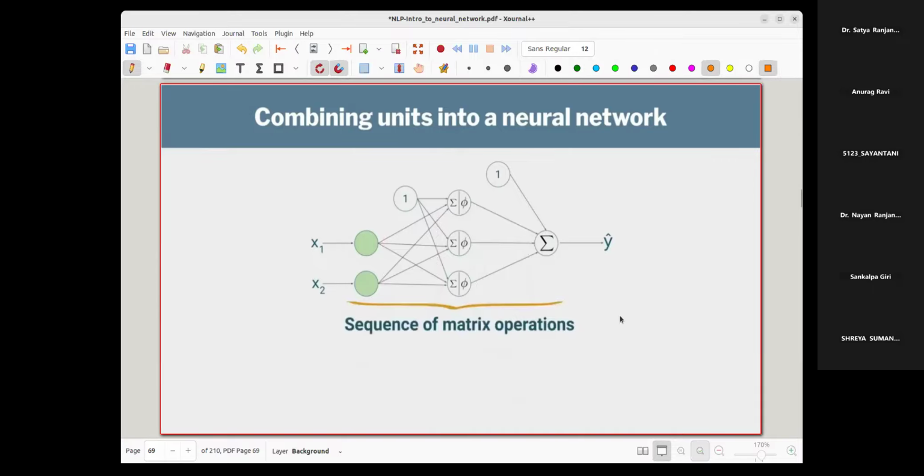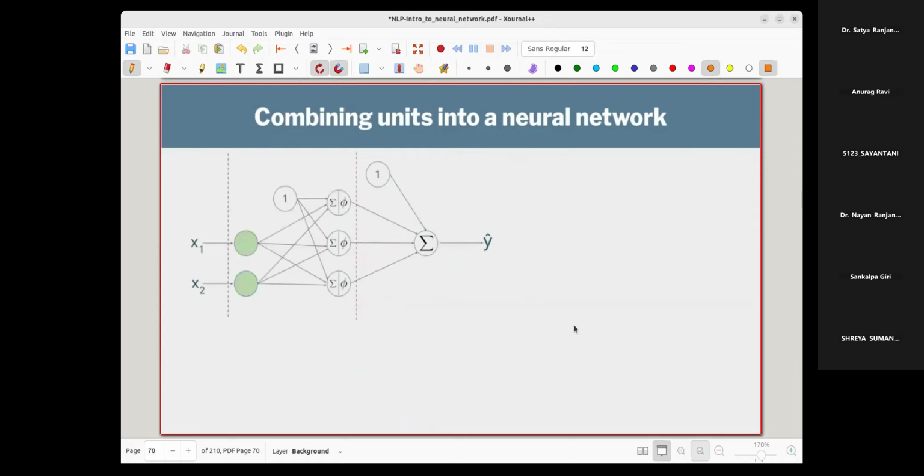So actually in a neural network, what happens? The same operation as in one neuron is happening here, and it is nothing but what we call a sequence of matrix operations. Here we are only doing matrix multiplication and addition, nothing else. And I will show you how we are doing it.